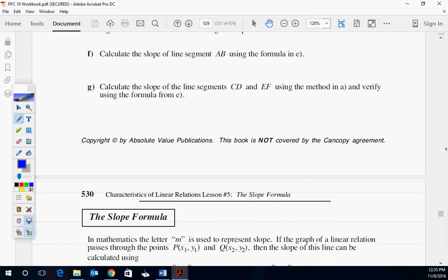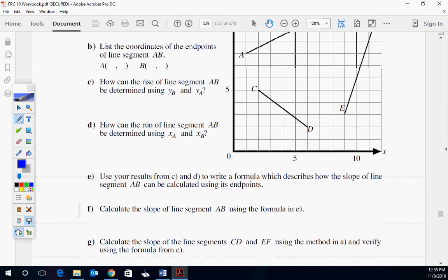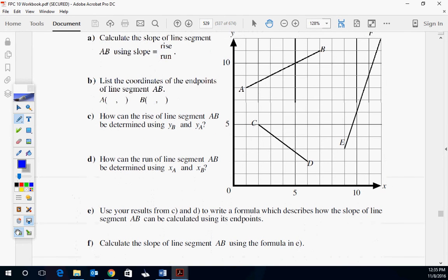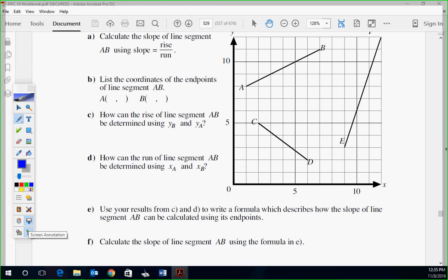Okay, oh, there's a G. G says calculate the slope of CD and EF using the formula. So let's go up here. CD and E and F. All right, so what we're going to do first is we're going to figure out what these points are. So this point is 2, 5. This one is 6, 2. Go ahead and give that a try. Try to find the slope of that. I'll pause the video for a second. Try to find the slope of CD real quick. See if you can do it.